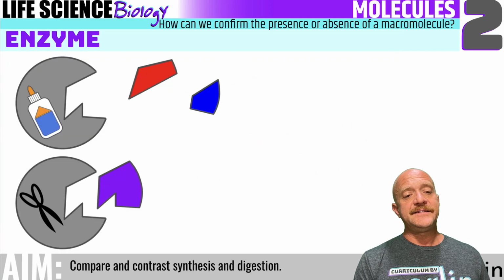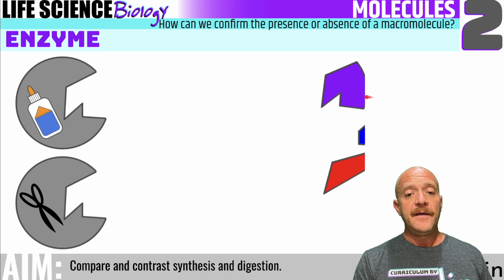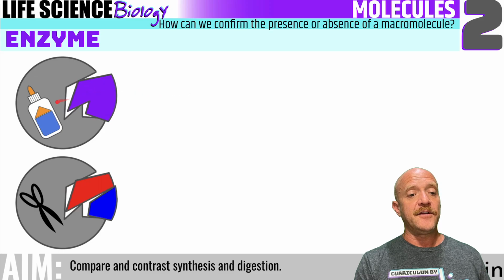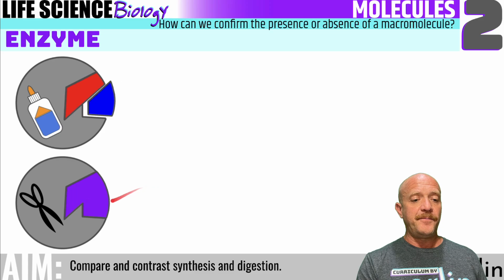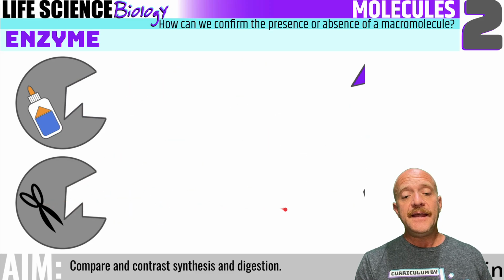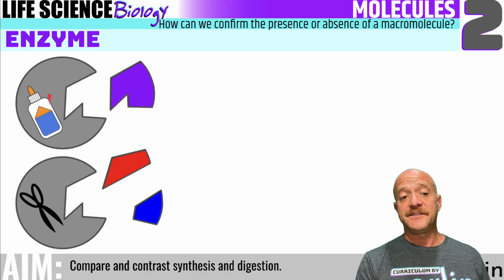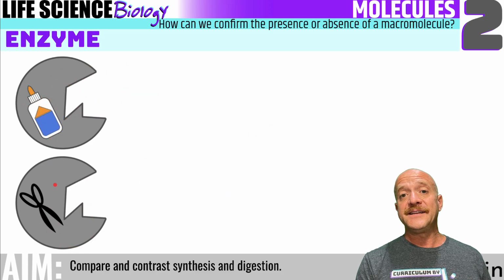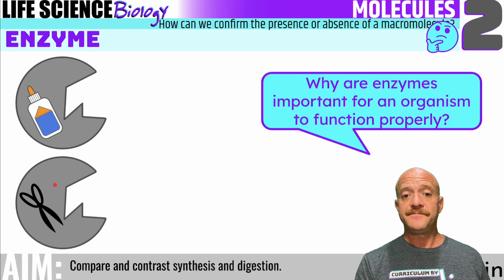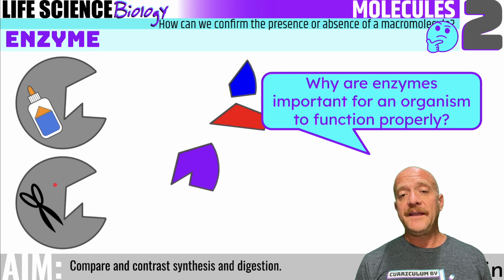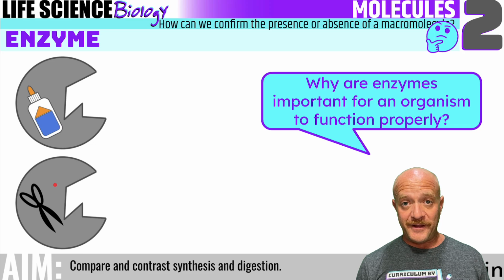So this is a GIF that I made showing what happens with enzymes. If you look at the one on the top, you notice these pieces come in separate and they're glued together, making the purple one. The opposite applies down here. You have the purple one going in, being cut apart into its monomers. So this represents a synthesis reaction because it's going together, and on the bottom this represents a digestion reaction because it is being broken apart. So what I would like you to do is answer in your notes: why are enzymes important for an organism to function properly?